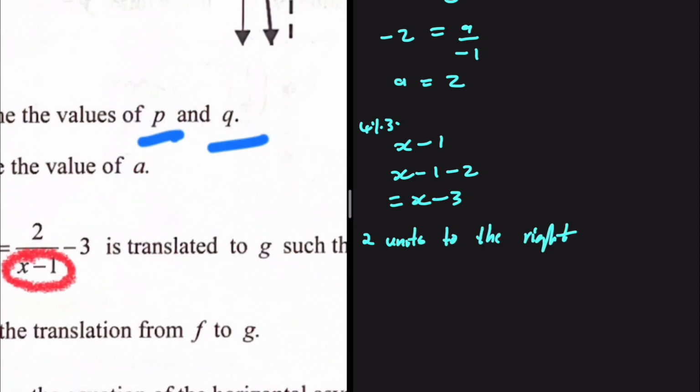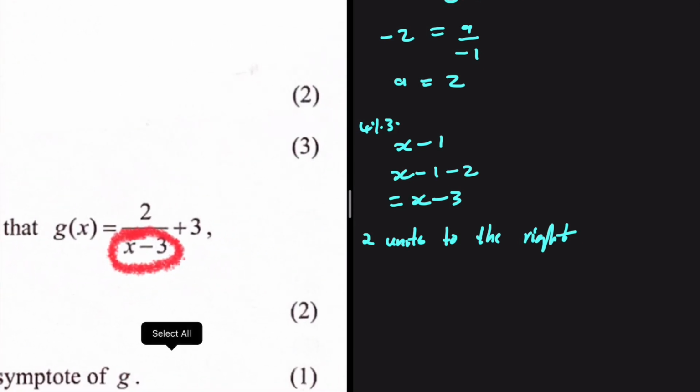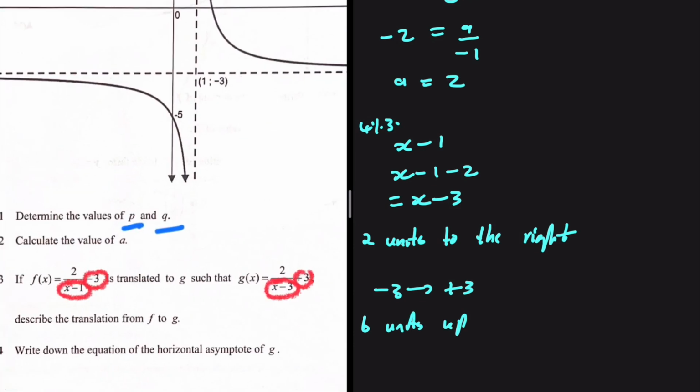On f of x, we have minus 3. On g of x, we have plus 3. From minus 3 to plus 3, you need to add 6. So we have shifted our graph 6 units up. So here we're going to have 6 units up.